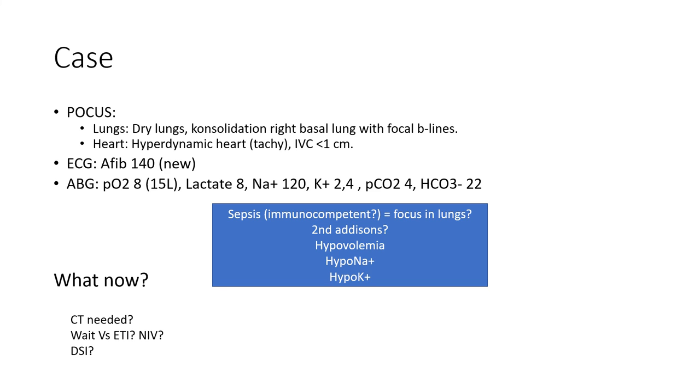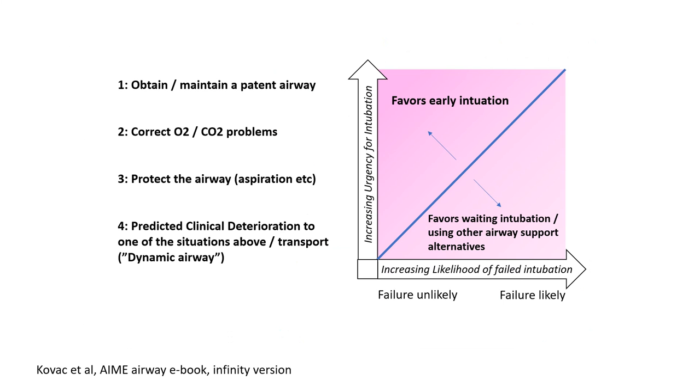This is the kind of weighing in here. So we have to use this now. It is kind of like predicted clinical deterioration, but it's also to correct O2 and CO2 problems. And in case she's tiring out, it may also be to maintain a patent airway. We're not there yet, but it's mainly for a correction of O2 and also for another reason that it's not here, but because of agitation, we need to consider sedation here. How likely is failure here?